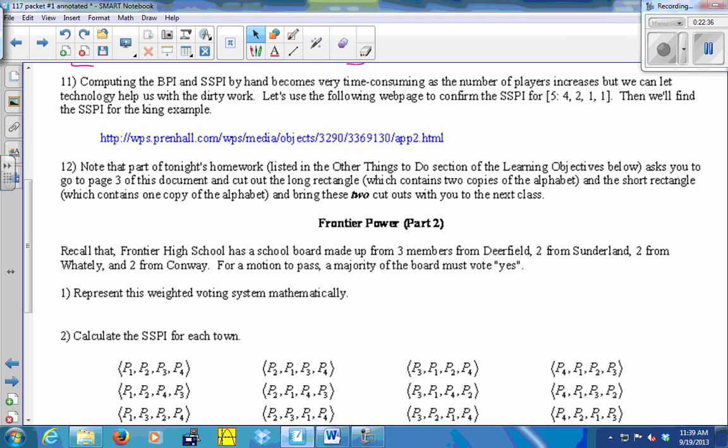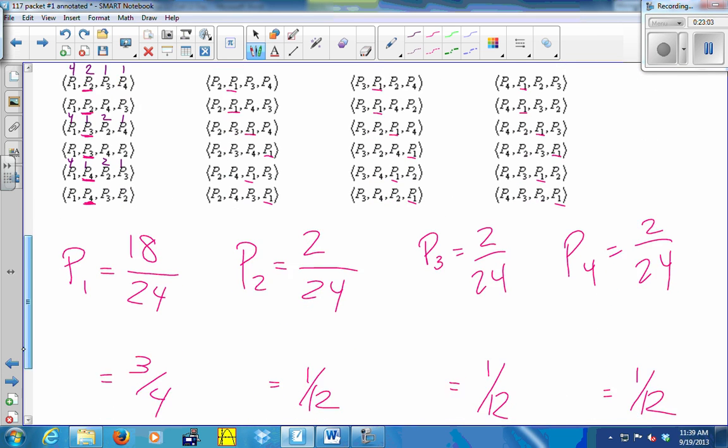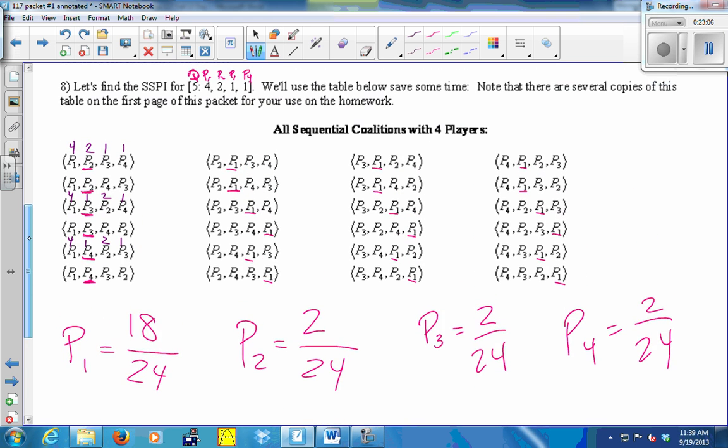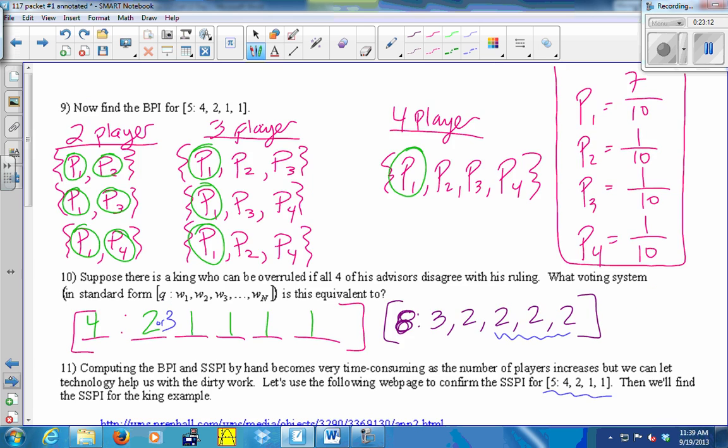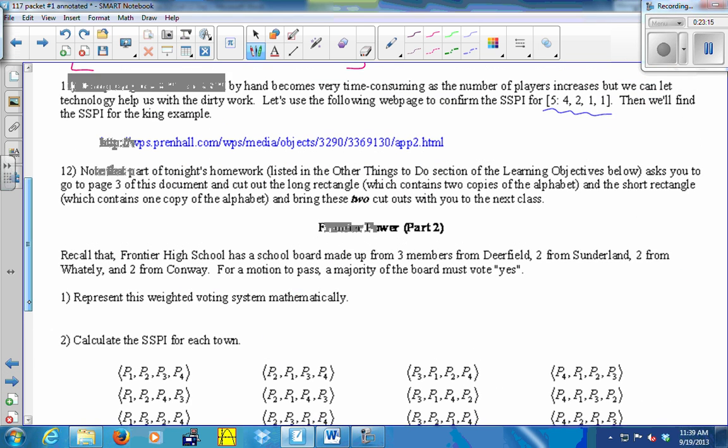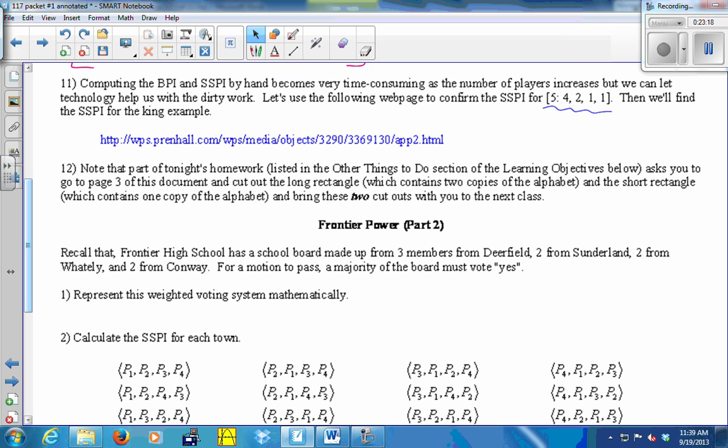Calculating BPI and SSPI becomes very time consuming as the number of players increases. So by hand, I would only ever ask you to do 3 or 4 players. But we can use technology to help us do some of the tedious stuff when we have too many players to do this all out by hand. We already calculated the SSPI for 5, 4, 2, 1, 1. It was 3/4, a 12th, a 12th, a 12th. So I'm just going to confirm that using this neat little tool that's online.